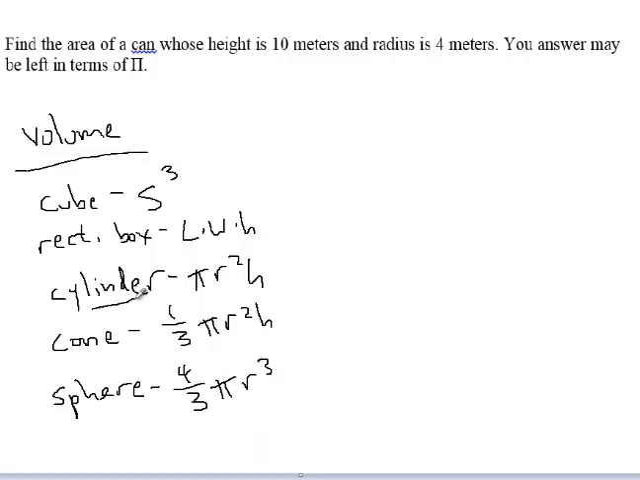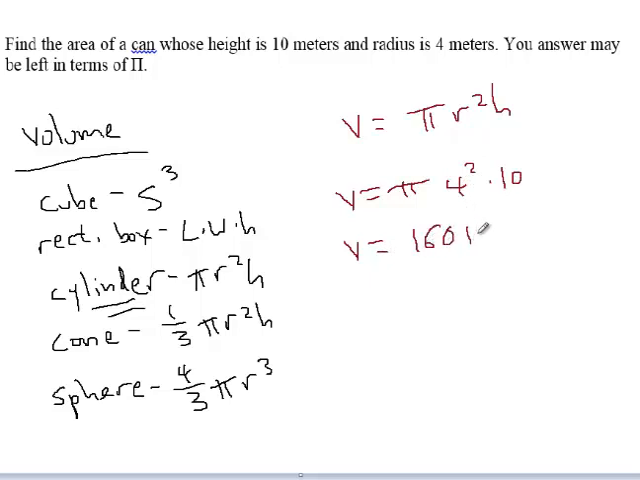Now, what's a can? A can is a cylinder, so we're going to use this formula. So for the volume in our example, let's use a different color. Volume over here, for a cylinder, is pi r squared times the height. So our volume is pi times the radius. It tells you the radius is 4. 4 squared times the height, which is 10. So your volume is 4 squared is 16. 16 times 10 is 160. So your answer is going to be 160 pi. You could multiply it out, but again, this question specifically tells you that your answer could be left in terms of pi, so your answer is 160 pi.